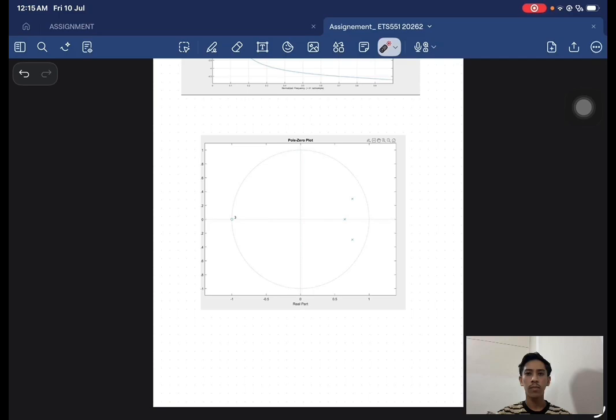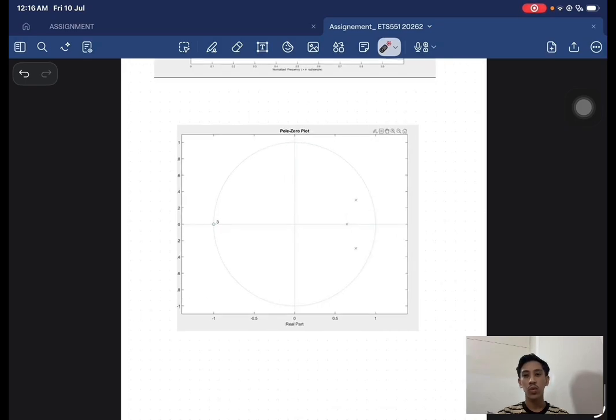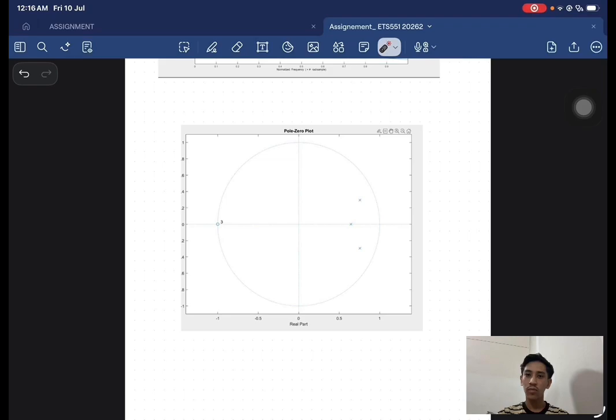Okay, so in conclusion, the Butterworth low pass filter was successfully designed based on the given specification. The selectivity factor, discrimination factor, filter order, cut-off frequency, poles, and transfer function were calculated successfully. The frequency response shows that low frequency signals are passed with minimal attenuation, while high frequency signals are efficiently reduced. Finally, the pole zero plot confirms that the designed filter is stable and performs according to the required specification.